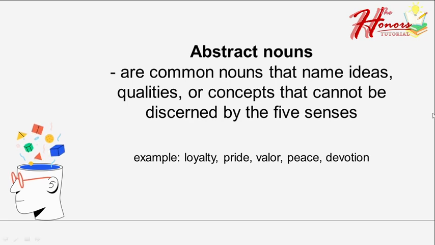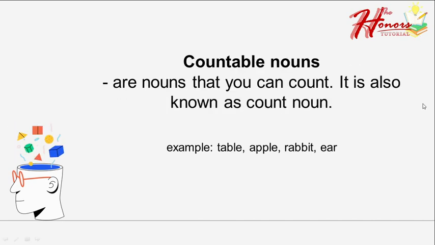Okay? So again, what is the meaning of the concrete and abstract noun? Again, when we say concrete noun, something that can be discerned by our five senses, and when we say abstract noun, cannot be discerned by our five senses. Next, let's move on to the countable and uncountable nouns.